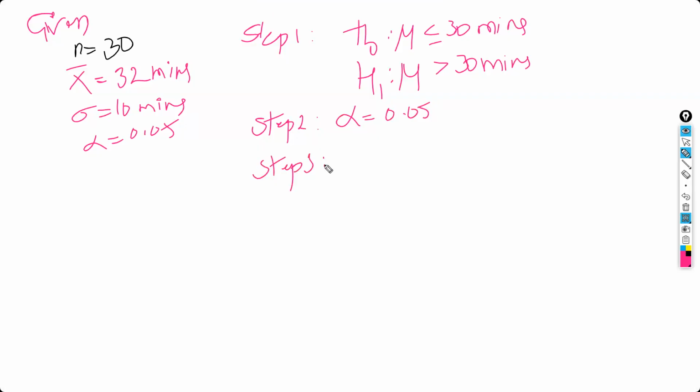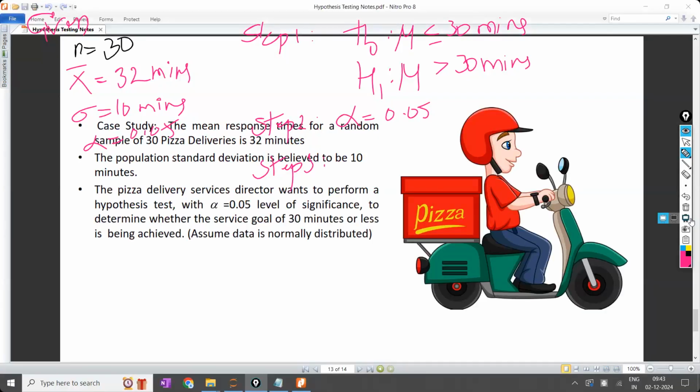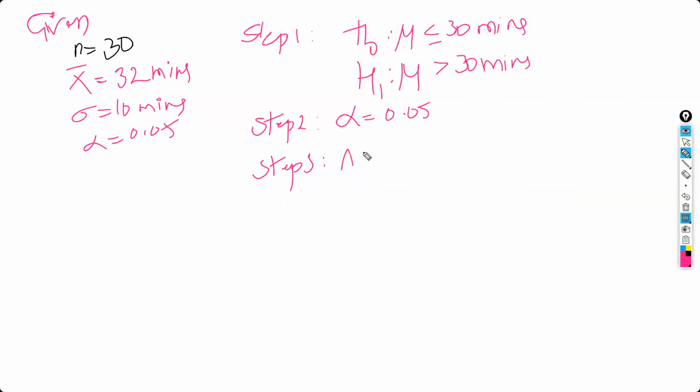What is step 3? Check whether the data is normally distributed or not. Now, what is the answer for this? It is normally distributed. Why? Directly in the question itself, they have given the assumed data is normally distributed. Even if they have not given it, because data was not given, obviously we have to assume the data is normally distributed only. Data is normally distributed.